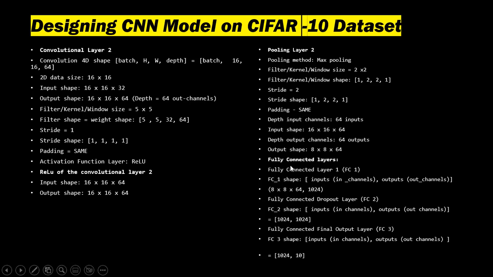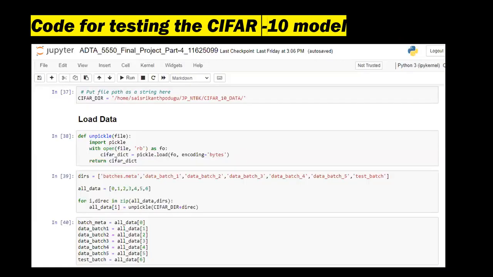After pooling layer 2, the output goes to the fully connected layer, and here we can see the input it is getting is 8 by 8 by 64, and the output nodes we want are around 1024. Here you can see the design for the dropout layer, and then it is connected to the final output layer. So this is the code that we are using to test the CIFAR10 model.